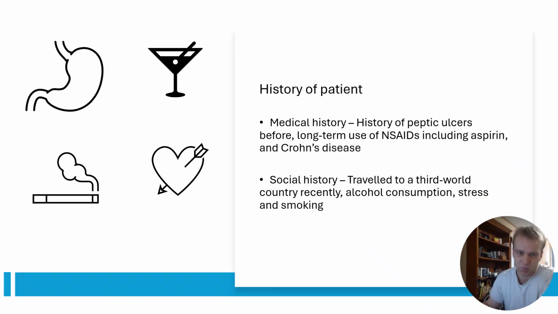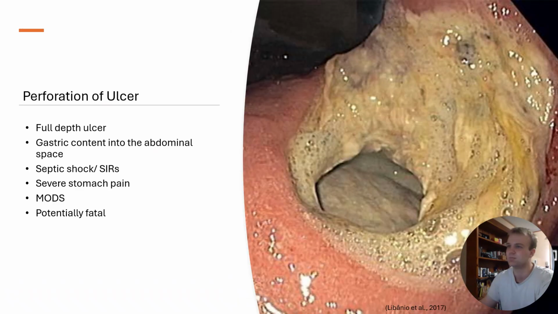So, what kind of history would we expect from this patient? Medical history of peptic ulcers before, perhaps long-term use of NSAIDs, including aspirin, and potentially even Crohn's disease. Social history: they've travelled to a third world country recently, so it's more likely H. pylori, as Helicobacter pylori is more prevalent in third world countries. Alcohol consumption can also cause peptic ulcers, and stress and smoking as well are risk factors for peptic ulcers.